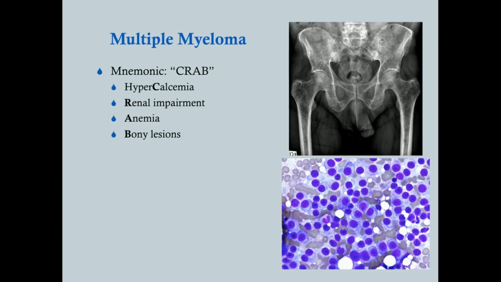Okay, so one of the mnemonics you can use for multiple myeloma is CRAB, C-R-A-B. C stands for hypercalcemia, which is due to the lytic lesions, the increased osteoclast activity, demineralizing bone, spilling calcium into the blood. Renal impairment due to deposition of light chains and immunoglobulins in the kidney, resulting in tubular dysfunction. Anemia due to crowding out of the bone marrow, which is going to result in decreased proliferation of the other cell lines. And bony lesions due to increased osteoclast activity.